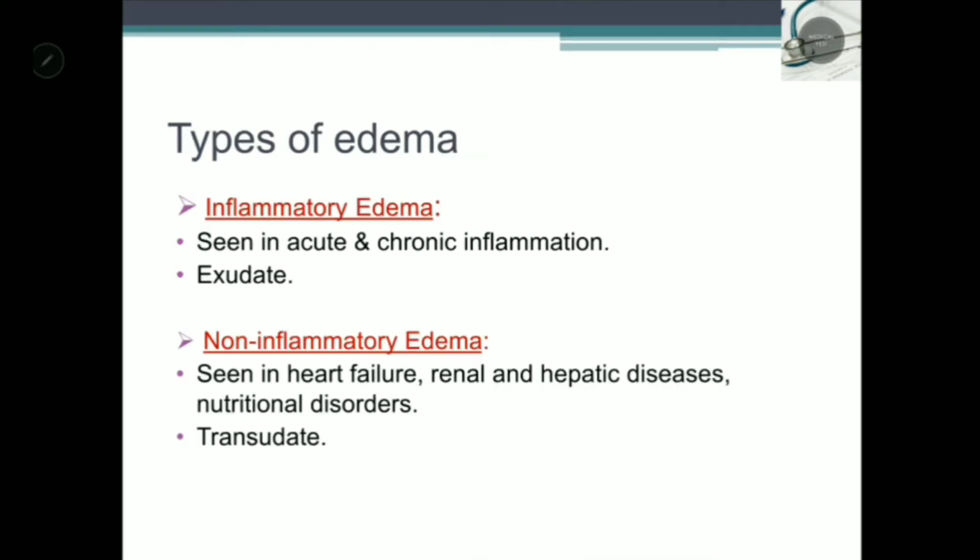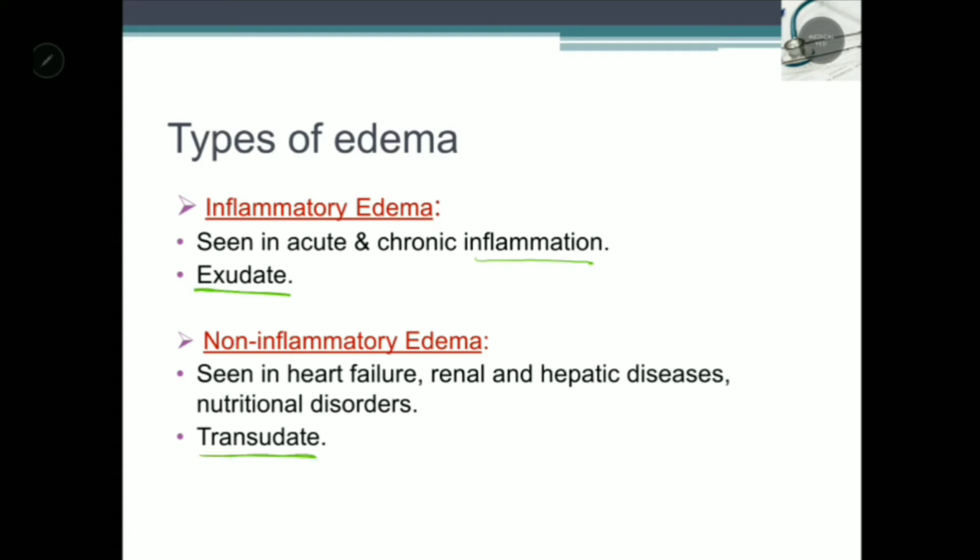So there are two main types of edema: inflammatory edema and non-inflammatory edema. Inflammatory edema, as you can probably tell, will be seen in inflammation. It may be acute or it may be chronic as well. Non-inflammatory edema is seen in conditions like heart failure, renal diseases, hepatic diseases, or nutritional disorders. Now, the edema fluids in both these cases are given two different terms. Inflammatory edema fluid is known as exudate, while non-inflammatory edema fluid is known as transudate.